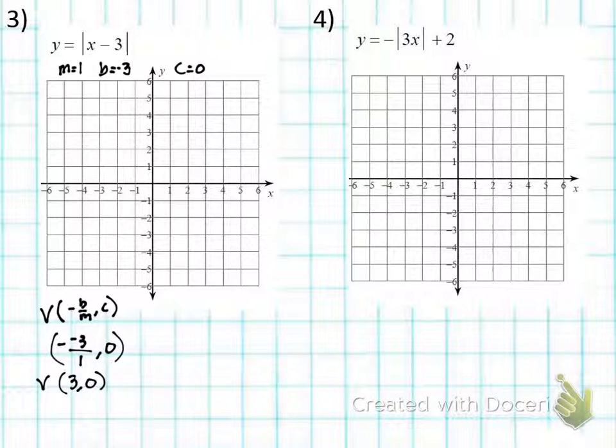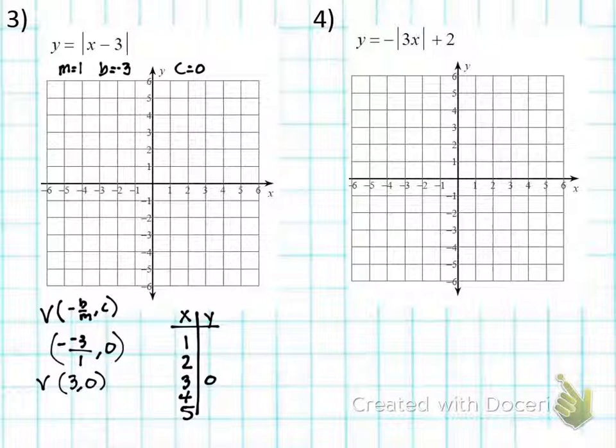Okay. Then we do our xy table. If our vertex is always in the middle of our graph, then we know we're going to have to pick 2 smaller numbers and 2 bigger numbers. What are 2 bigger numbers than 3? 4 and 5. What are 2 smaller numbers? 2 and 1. Okay, everyone's writing this down, participating with me, right?